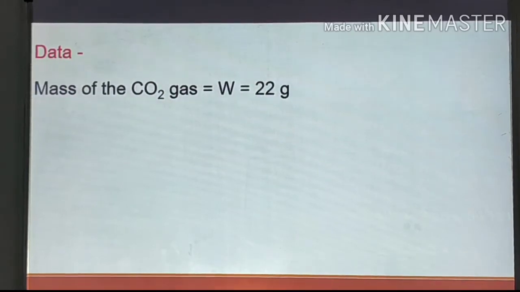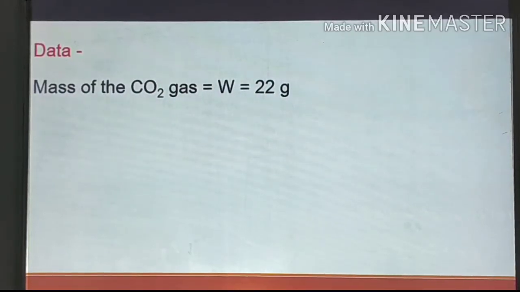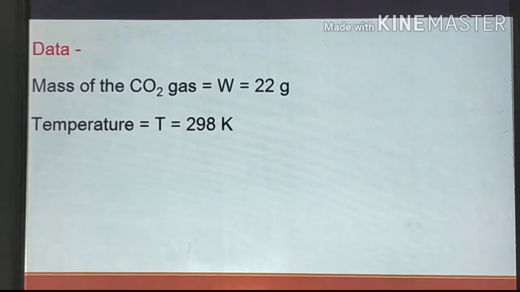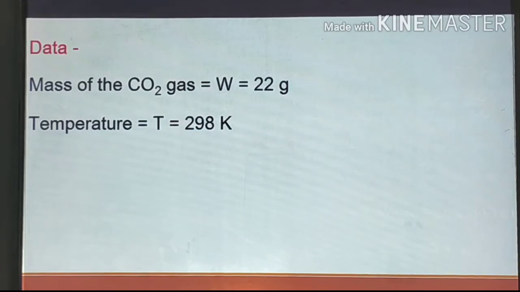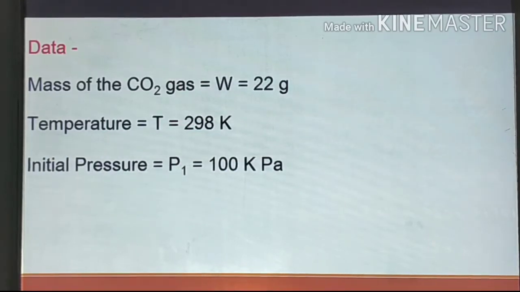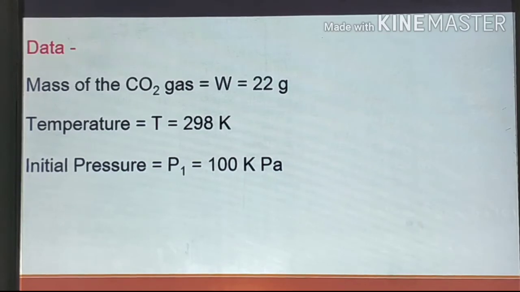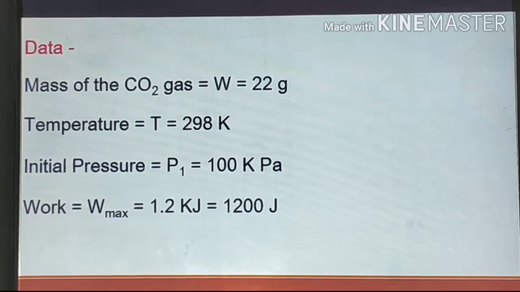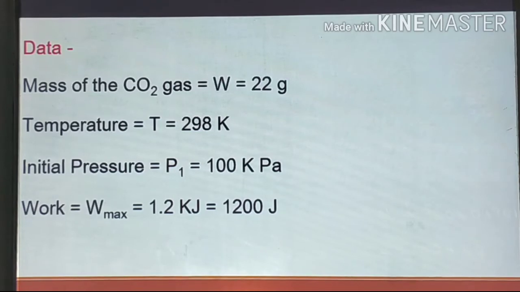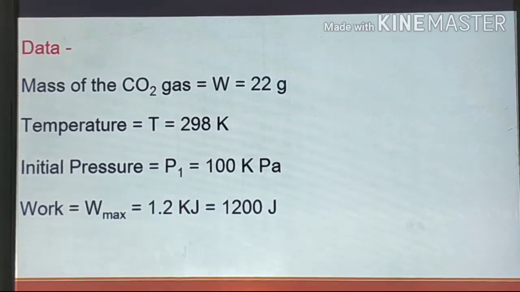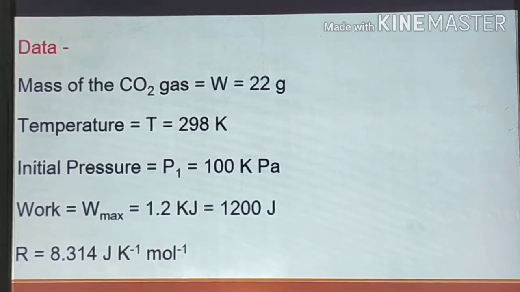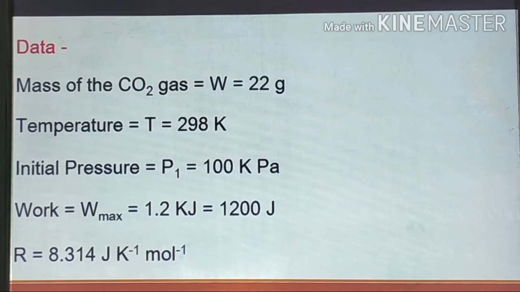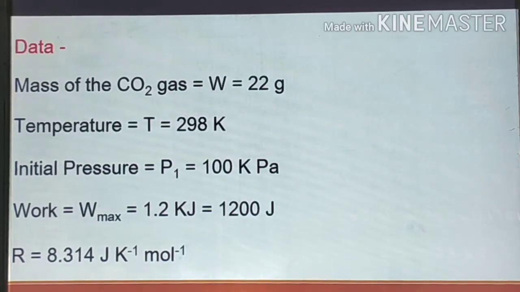So see the data given in the problem. Mass of carbon dioxide gas, let us assume to be W, is 22 grams. Temperature T is 298 Kelvin, already in Kelvin, so no need to convert. Initial pressure, call it P1, is 100 kilopascals. Work, that is W max, is 1.2 kilokoules. I will convert it into joules by multiplying by 1000, so it is 1200 joules. This conversion is done because we are taking R as 8.314 joules per Kelvin per mole.